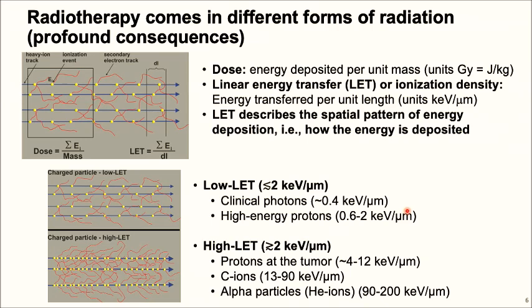So low LET, or low ionization density, is defined as radiation that has an LET less than 2 keV per micron. Keep these units in mind, because sometimes I'm going to be referring to that. This will be all clinical photon beams and high energy protons, that will be protons at the entrance or protons at normal tissue. While high LET will be protons at the tumor volume or other types of particles also used for cancer treatment, which includes carbon ions and alpha particles as well.